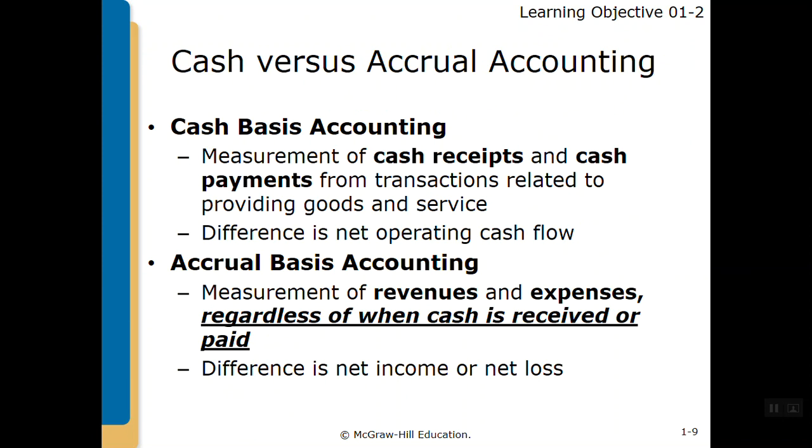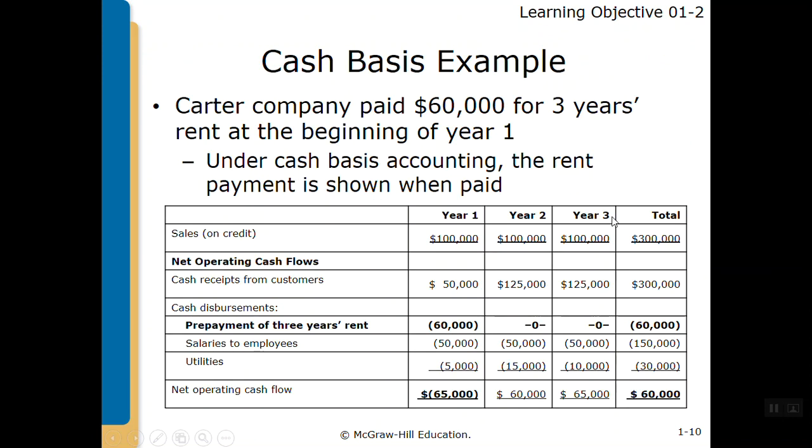So the cash basis of accounting measures and reports information based on when cash is received or when cash is paid. So if cash isn't paid at a particular time or it's not received at a particular time, then it's not recognized. The accrual basis of accounting recognizes revenues and expenses regardless of whether cash is received or when cash is paid. So we're looking at when we earn the revenues, when we owe the expenses, and not necessarily when we actually pay them. So here's a cash basis example.